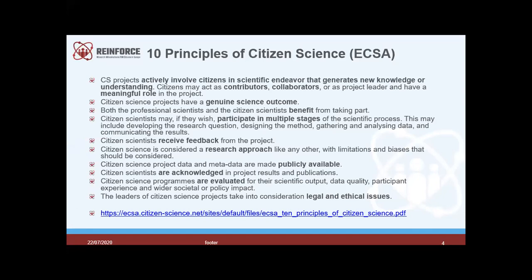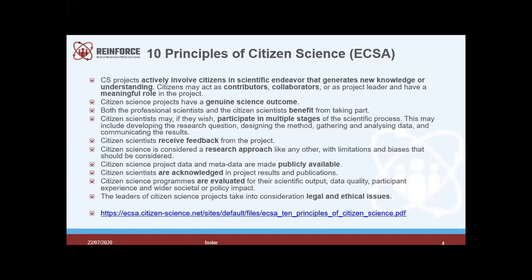Citizen scientists receive feedback from the project. Obviously, a very important aspect that we really take to heart when we are designing our projects, because also, with the example of Gravity Spy we saw yesterday, the discussion that you can have with a scientist and getting confirmation that your work is really successful or is helping us is not only motivating, but also important for citizen scientists to be involved.